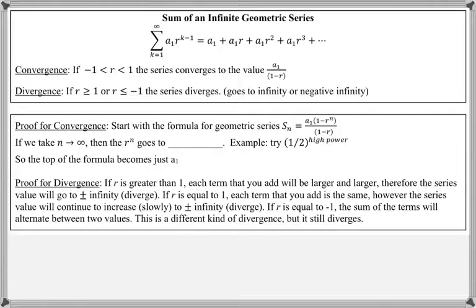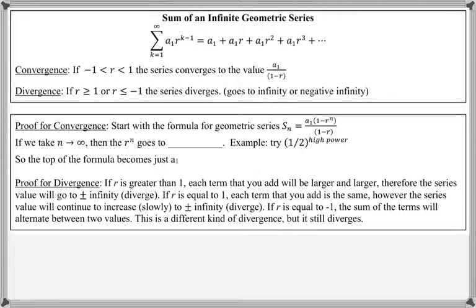Now, the other possibility is that the series diverges. And that means that the series is going to go to infinity or negative infinity. And this will happen when r is greater than or equal to 1 or less than or equal to -1.